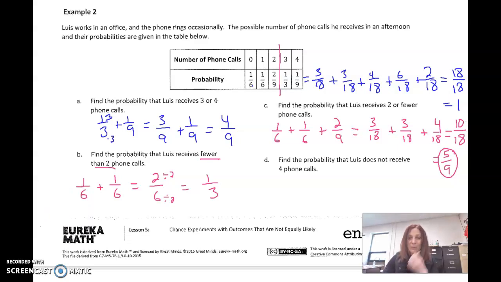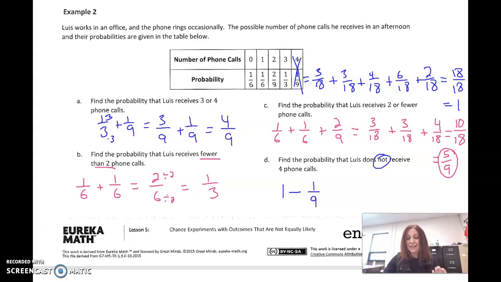Now, find the probability that Lewis does not receive 4 phone calls. So we want all of these except 4. Well, if we want all of them except 4, we can just subtract. Remember, they all add up to 1. We can just go 1 minus the probability of 4, 1/9.